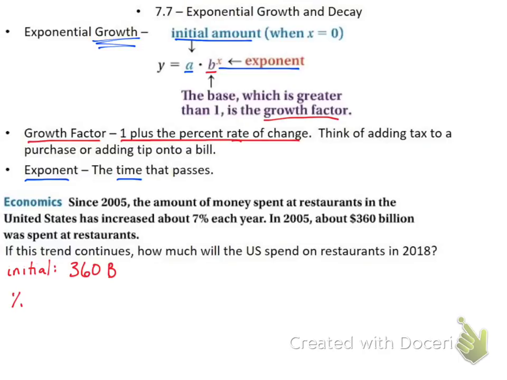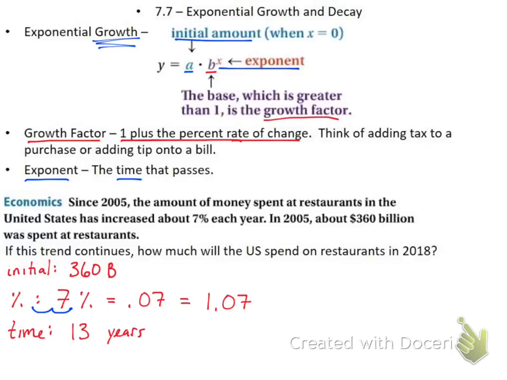My percent of increase is 7% each year. So again, to turn a percentage into a decimal, I'm going to take the decimal point, which in this case is right here, and move it 2 places to the left. So it'll become 0.07. And my growth factor is always 1 plus my percentage, so it'll be 1.07. That's my growth factor, my B in my formula, and then the last thing is the time that passes. So from 2005 to 2018 is 13 years.